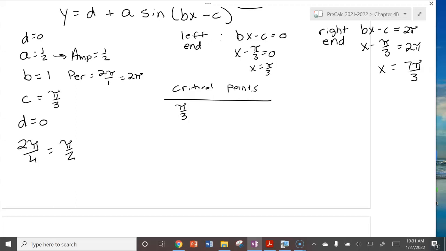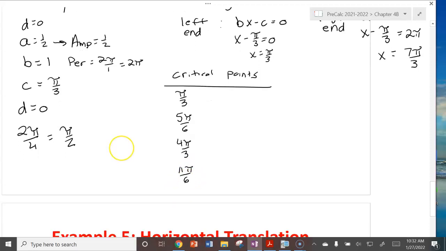So pi over 3, add pi over 2 to it, and we will get 5 pi over 6 is our next one. Add pi over 2 to that one, we get 4 pi over 3. Add another pi over 2, we get 11 pi over 6. Add another pi over 2, that takes us to our right end point, 7 pi over 3.